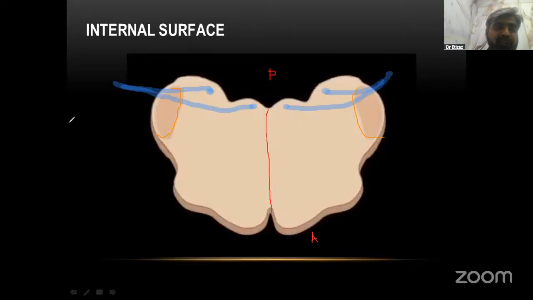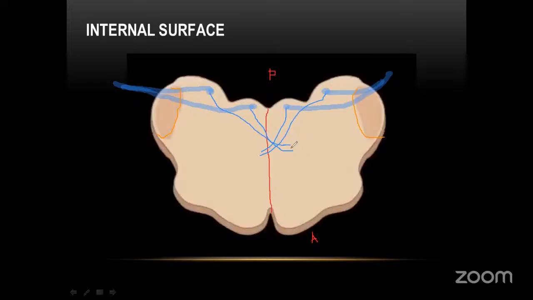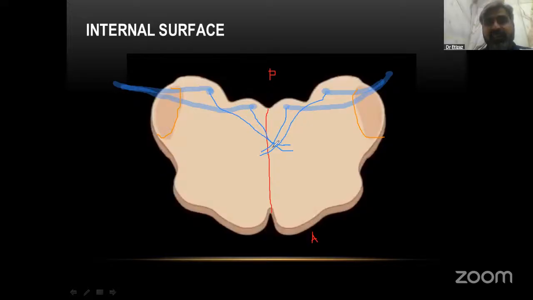fibers. We have other fibers also that we call the internal arcuate fibers. And these fibers, they decussate. So what do we call them? Medial lemniscus. Okay, internal arcuate fibers, these are called the medial lemniscus.